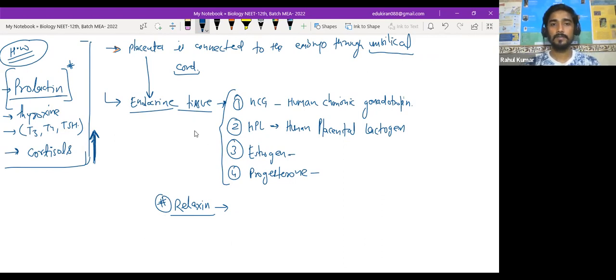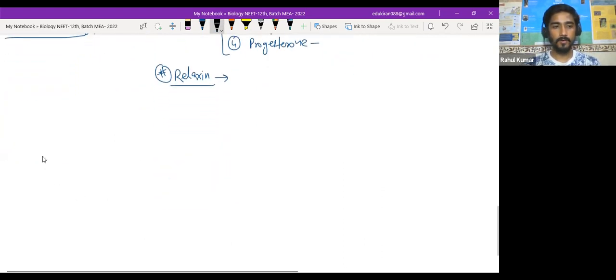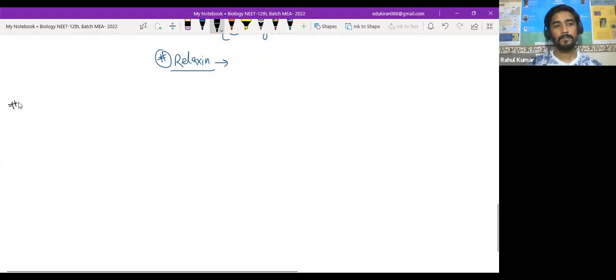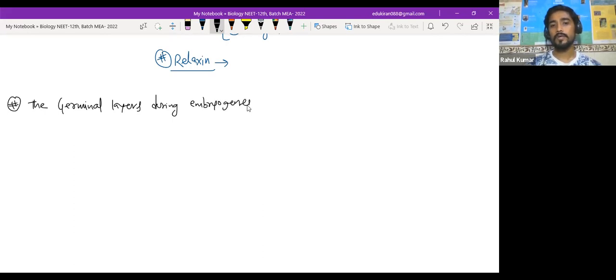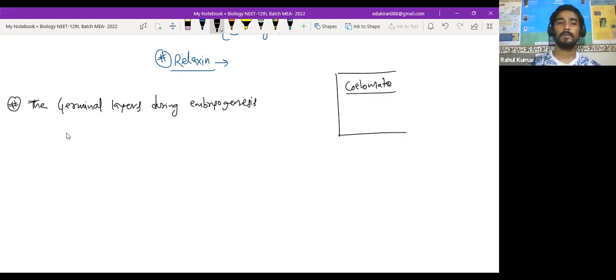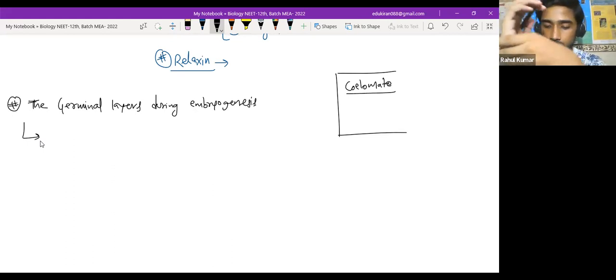So now let's come to write down the germinal layers during embryogenesis. This is important. The germinal layers. For this, I would urge you to again go back to the class 11 textbook, open it and get your concepts clear on coelomate organisms. Because write down, there are 3 layers.